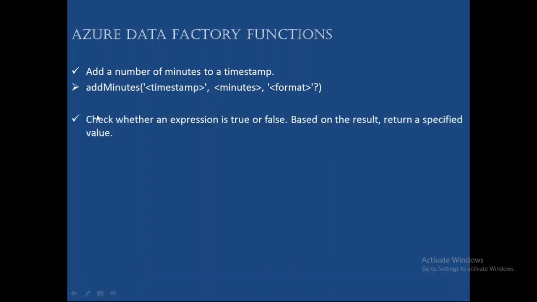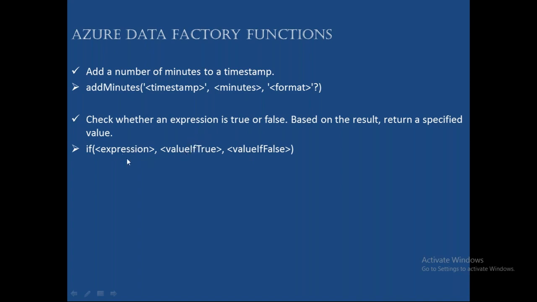Now, check whether an expression is true or false based on the result, and return a specified value. If you want to do that, you need to have an if activity. What is it going to do? It is going to check some condition. If this condition is true, it will return a true value. If this condition is false, it will return a false value. Clear on this? Example, let's say I say if 10 equals 20. 10 is equal to 20? No. If it is false, this value will go. If the expression is 10 equals 10, is it true or not? Yes, it is true, so whatever value you mentioned here will go.